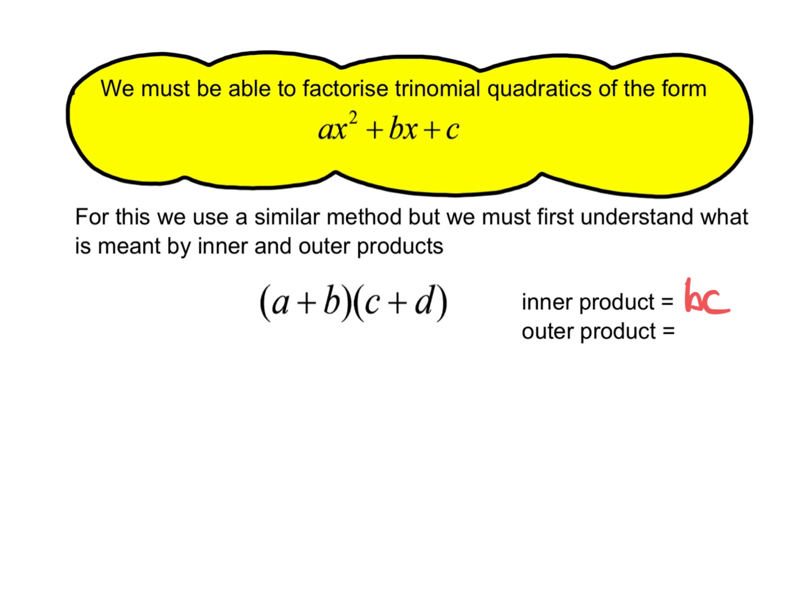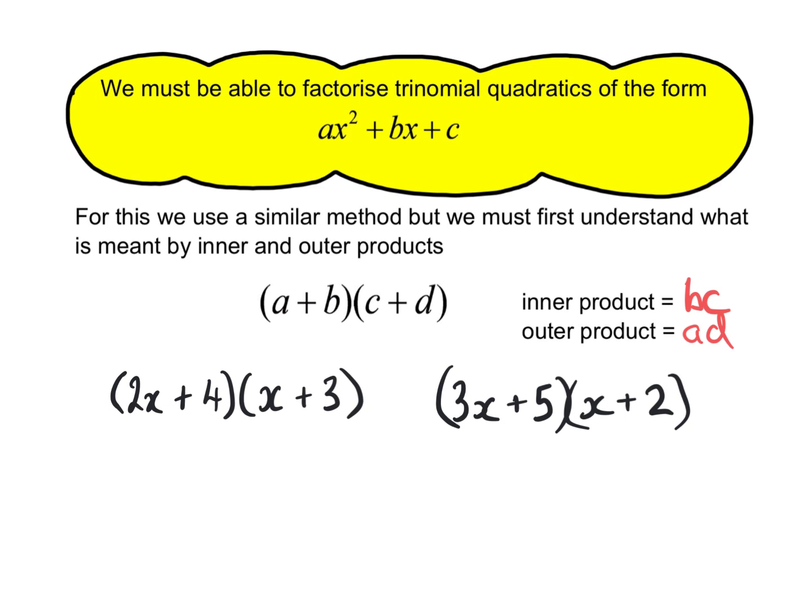And my outer product is the two outside terms here, so A and D. It's what happens when I multiply these together. So my outer product is A times D, or AD. So I can put AD here. Now to give us a practical example with some numbers, I'm going to write out a few double brackets below and we'll work out their inner and outer product.